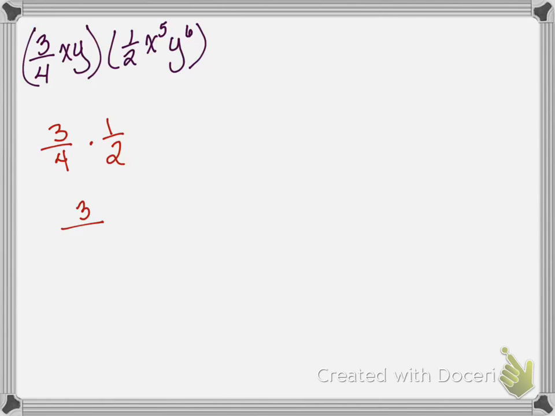4 times 2 is 8. So I have 3/8. Then I have x to the first, because when there's an exponent not written, there's a 1 there, times x to the fifth. That gives me x to the sixth. Then I have y to the first. Again, when there's not an exponent written, we write in a 1. And then I have y to the sixth. So that is y to the seventh power.